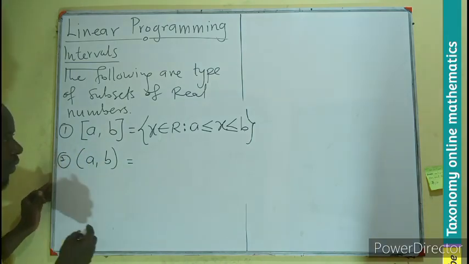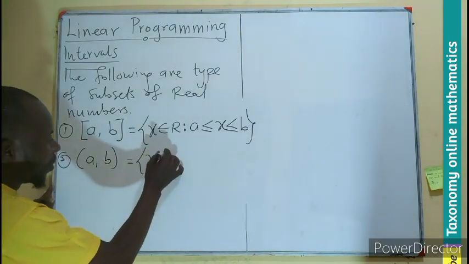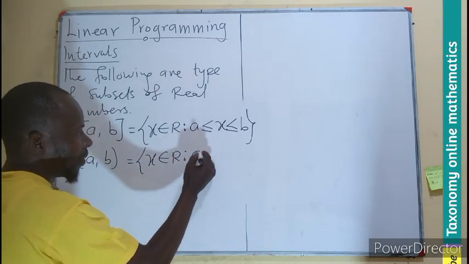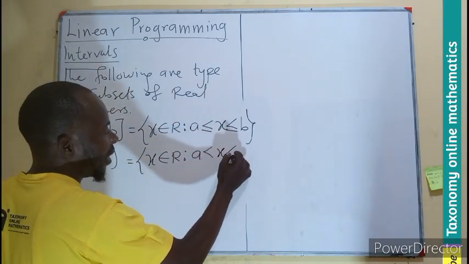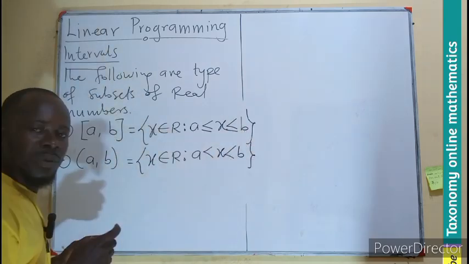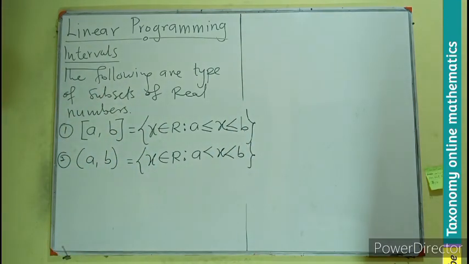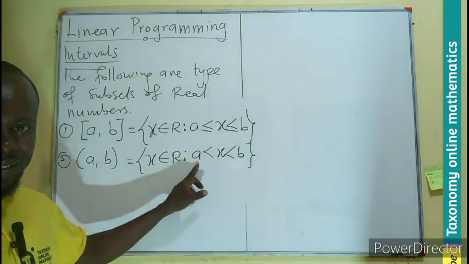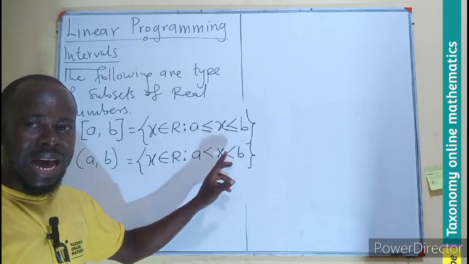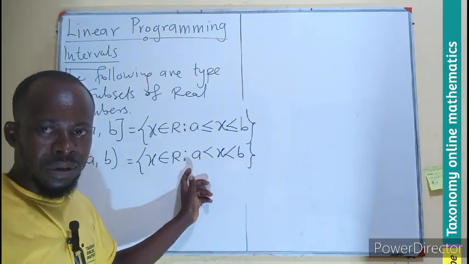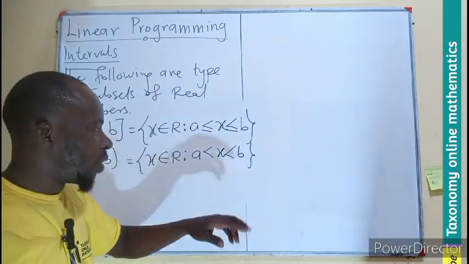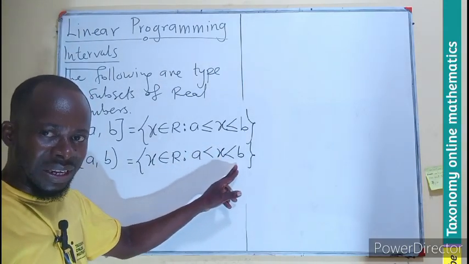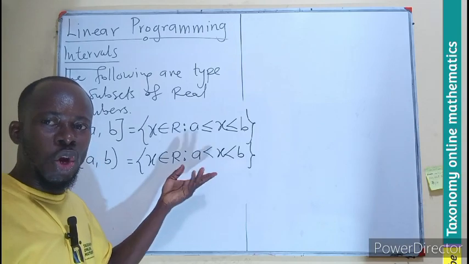Now, in the case where we make use of this bracket as a curve, we have x belonging to the set of real numbers such that A is less than x less than B. So now you see the difference: this bracket shows that the endpoints are not part of the interval. So if I have 1 less than x less than 7, it means 1 and 7 are not in this interval.